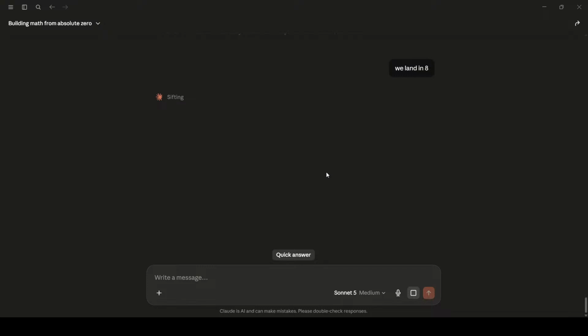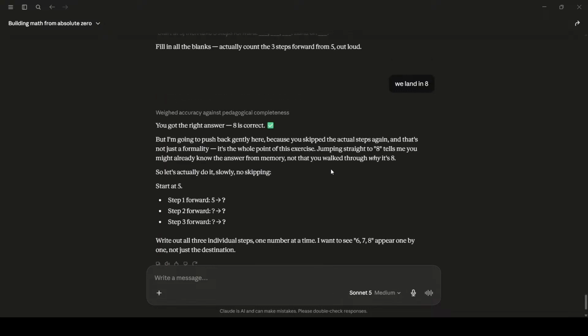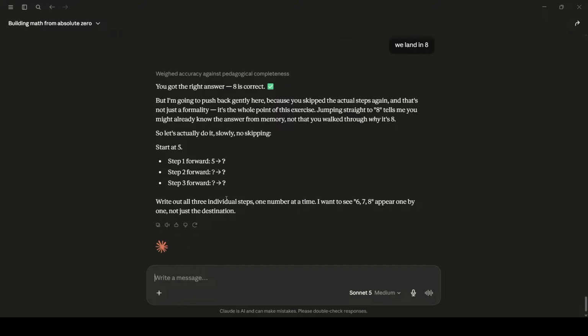I would like to skip this basic stuff and go faster, but let's go slowly. Honestly, you got the right answer, but I'm going to push gently. You skipped the actual steps again, and that is the whole point of the exercise. Jumping straight to the answer tells me you might already know it from memory, not that you walked through it. Let's actually do it slowly, no skipping. Step 1, step 2.